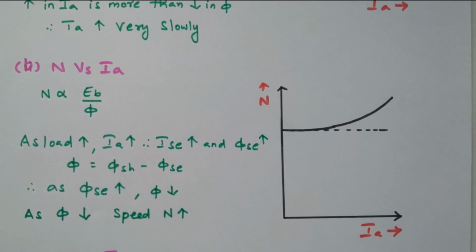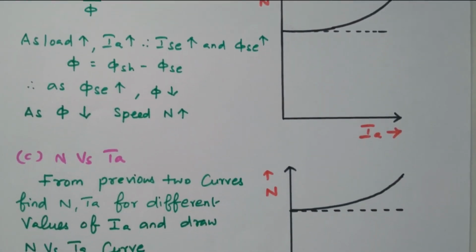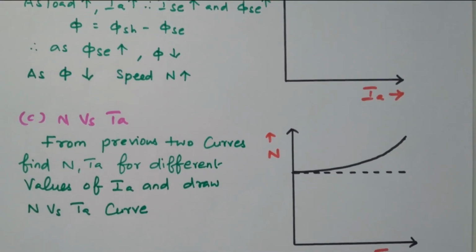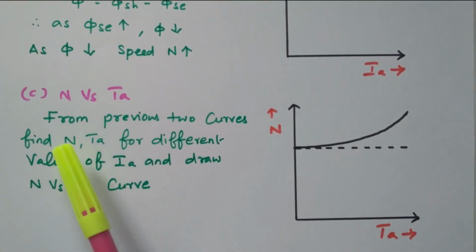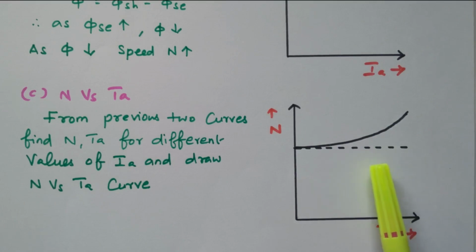Now we will go to the third characteristic, speed versus armature torque, N versus Ta. This is drawn from the previous two curves by finding the different values of speed and armature torque. For different values of armature current, we can draw the graph between speed and armature torque. This is almost the same as the previous case. When the torque increases, the speed also increases. This dotted line is the no load speed. When the load increases, the speed keeps on increasing.